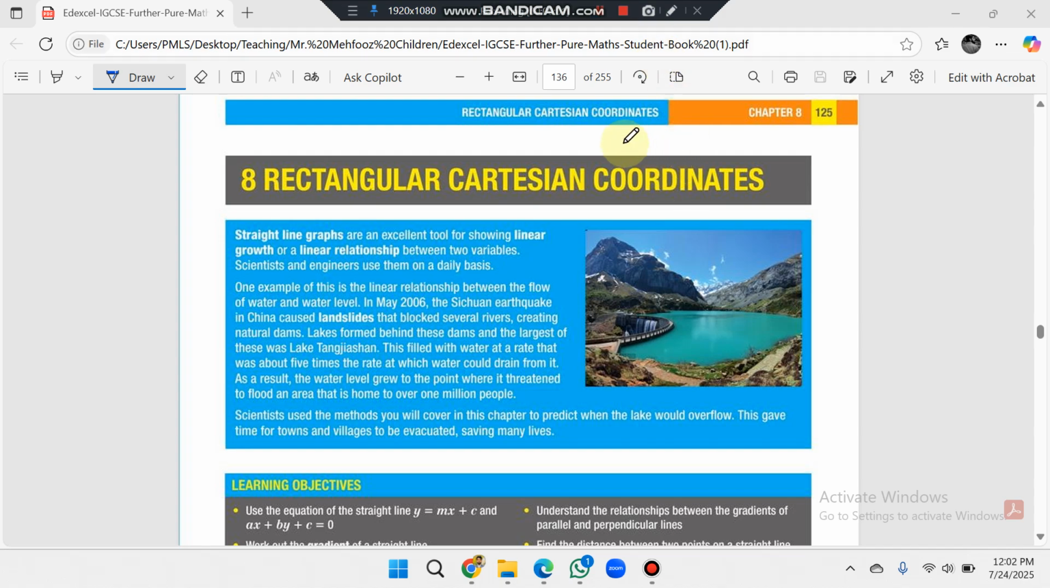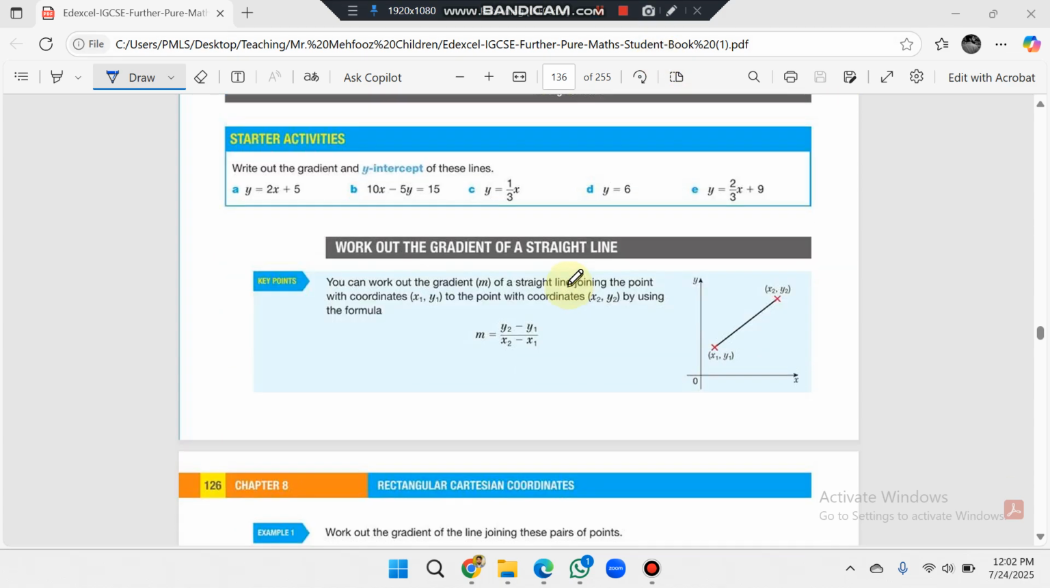So first of all, chapter 8. Here is the starter activity. You can see that we have to write out the gradient and y-intercept of these lines.